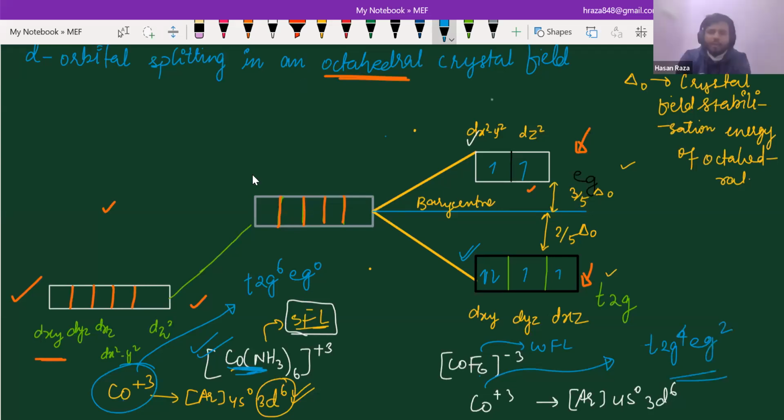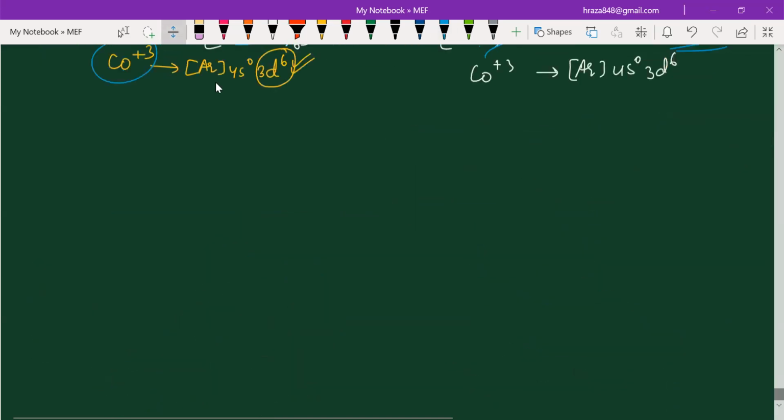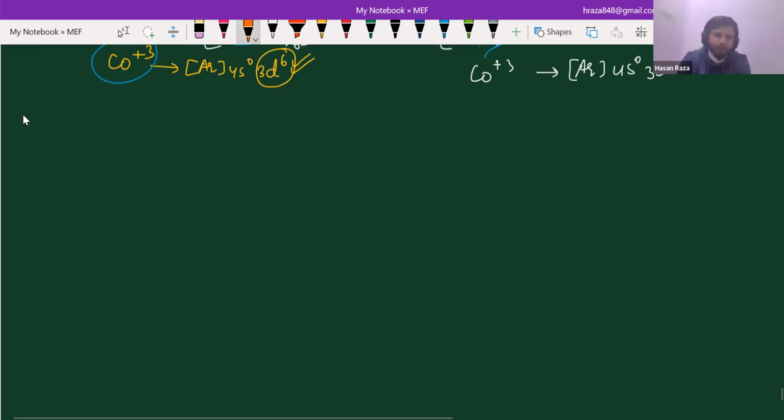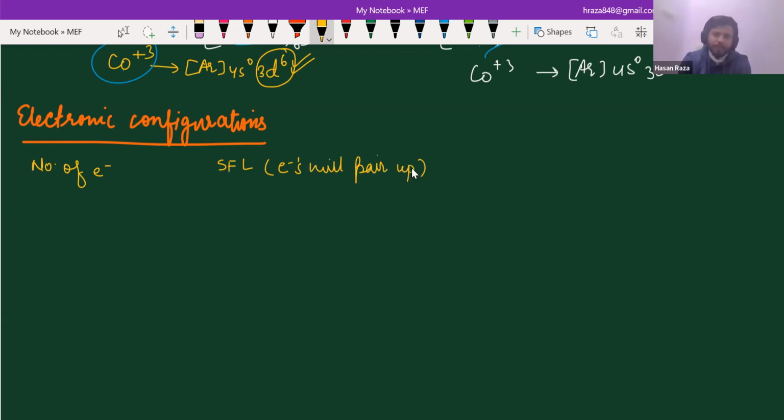So can I change the slide? Okay. Now there is this electronic configuration. As you can see, this is your number of electrons, and this is your SFL, that means a strong field ligand. That means electrons will pair up. And here it is a weak field ligand. That means electrons won't pair up.